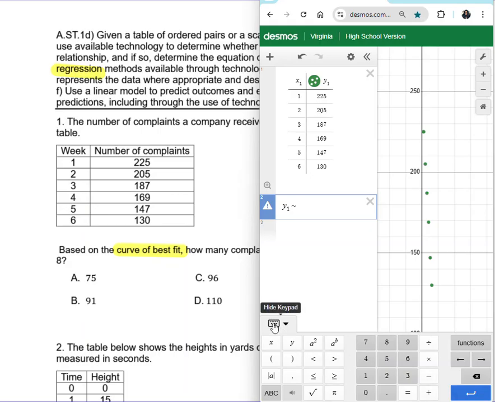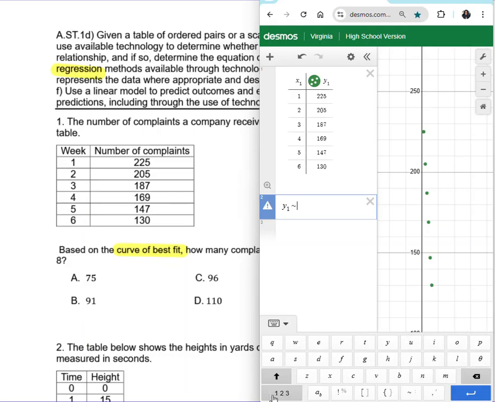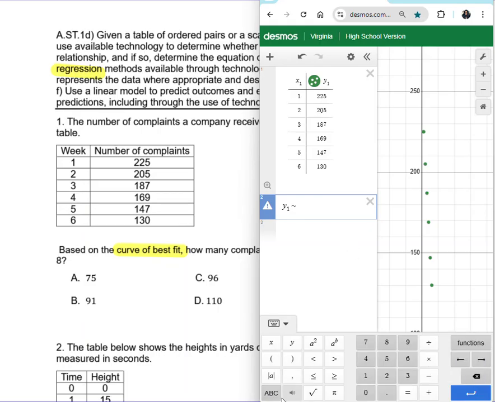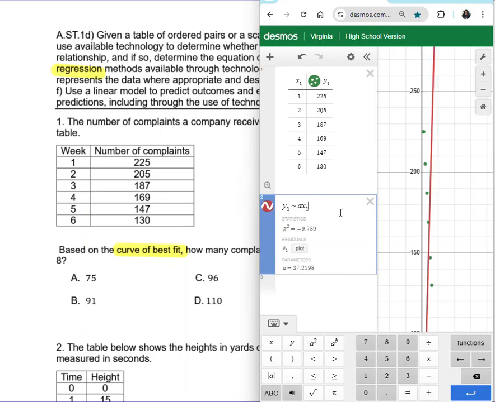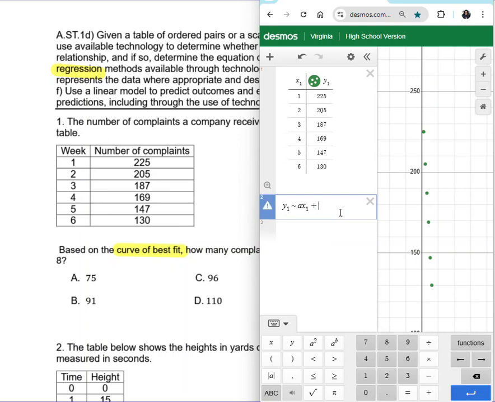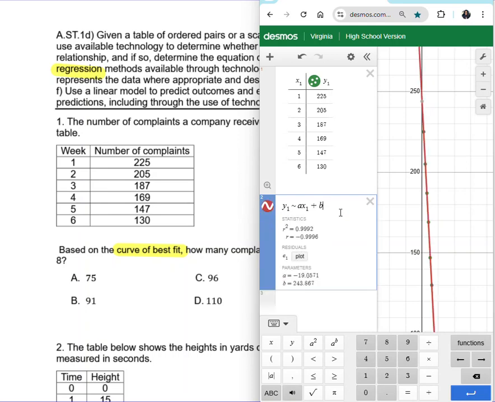Where's your keyboard? Oh, sorry, it's here in ABC. That's what it is, and then it's right here. I don't want double, I just want one. But it's probably just easier to put it on your keyboard. So y1 regressed against ax1 plus b. That is your linear regression.